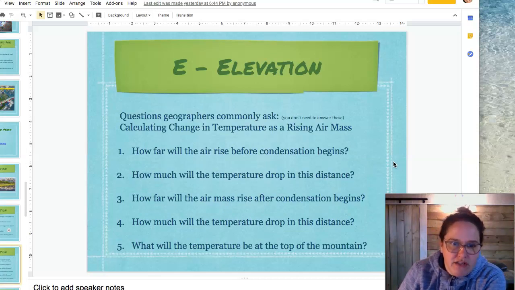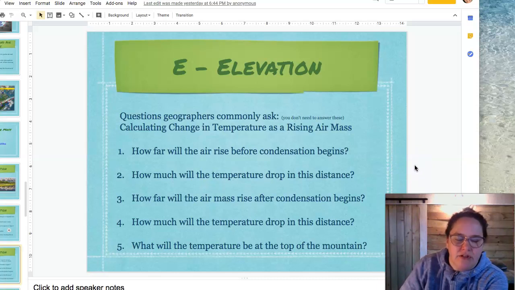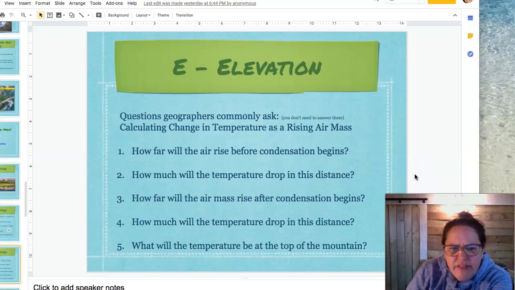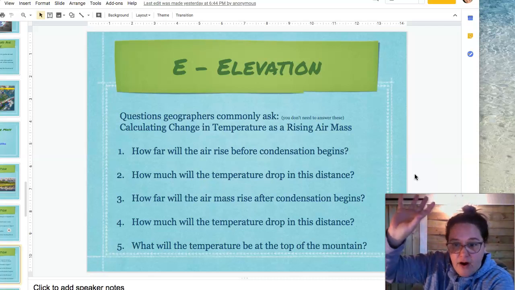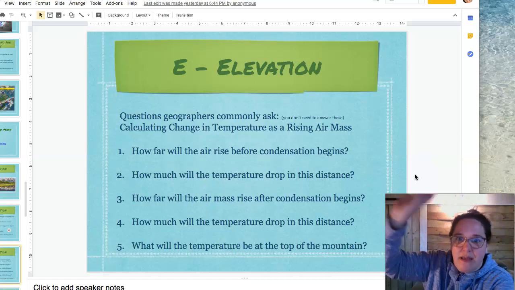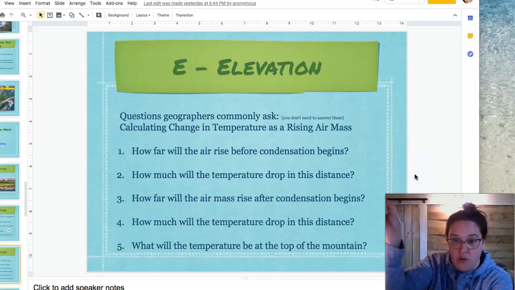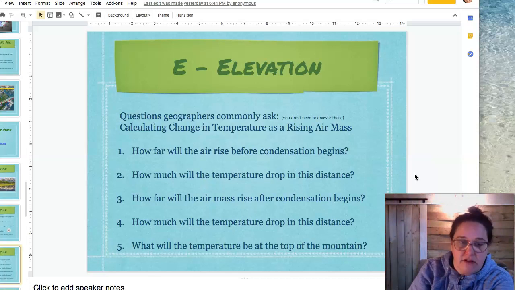These are just questions that a geographer might ask. I'm not asking you to answer these questions, but these are things that they might consider. So they might say, how far will the air rise before condensation begins? So when there is vapor in the air and it's rising and rising and rising, how far will it go before it reaches a temperature and an elevation where it becomes a water molecule again and then it falls back to the earth?